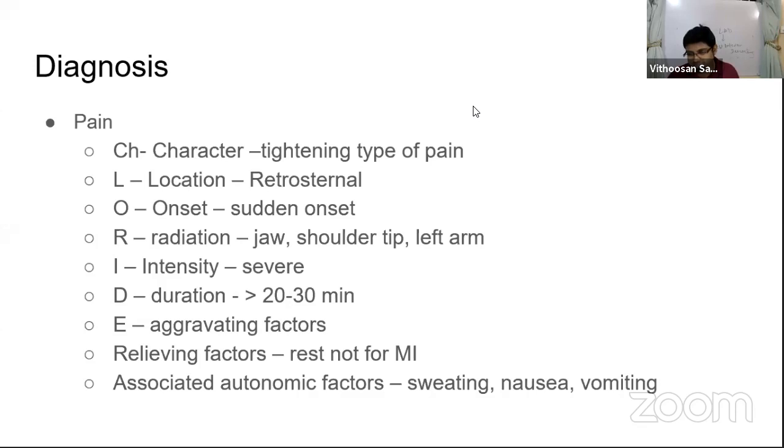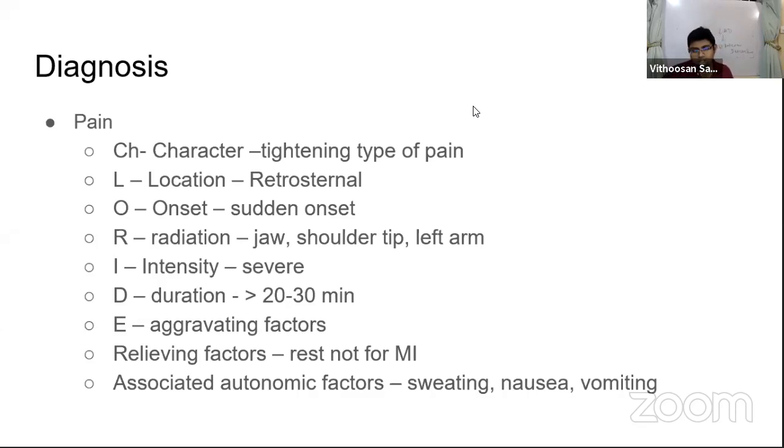There are a few features which will tell you this pain is more in favor of acute coronary syndrome. If you look at the character, it's a tightening pain. If you look at the location, remember, it's behind the sternum, retrosternal. Clear?